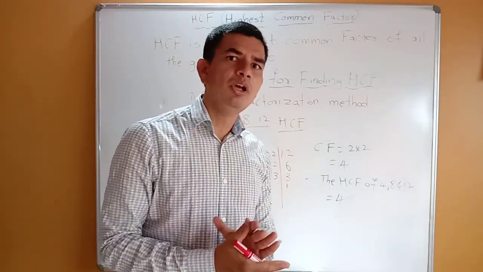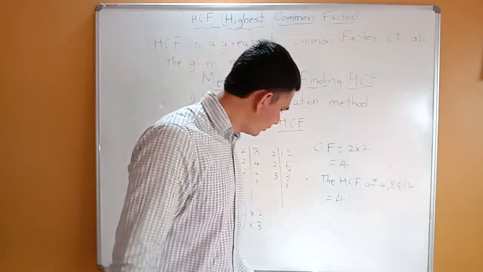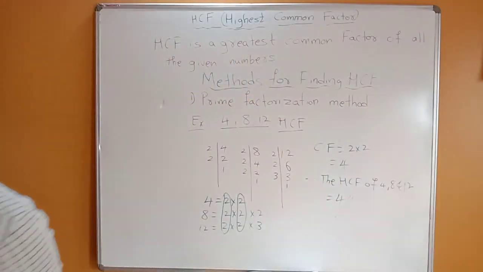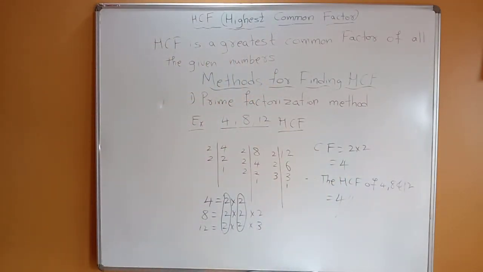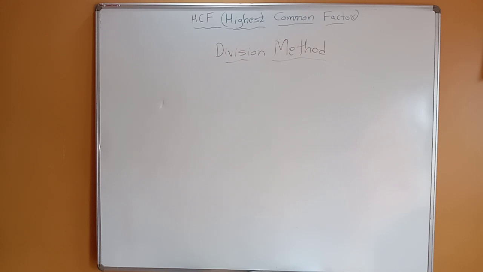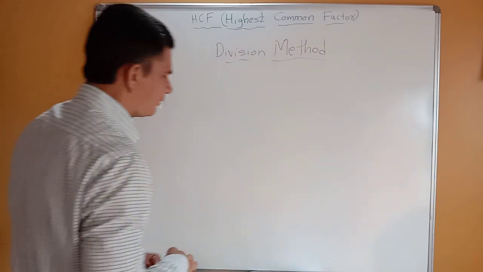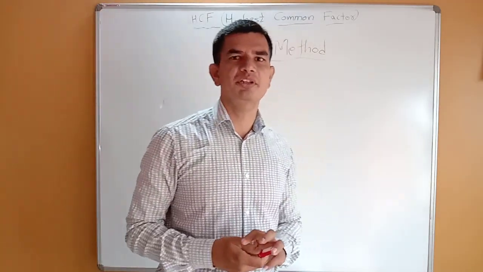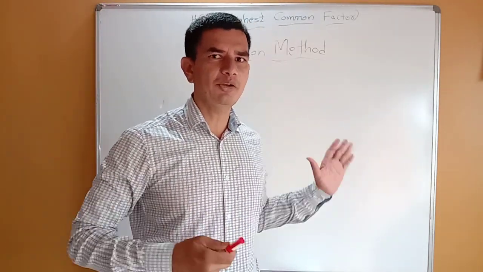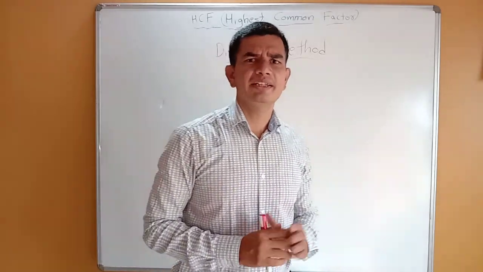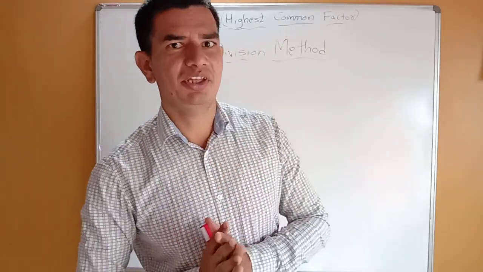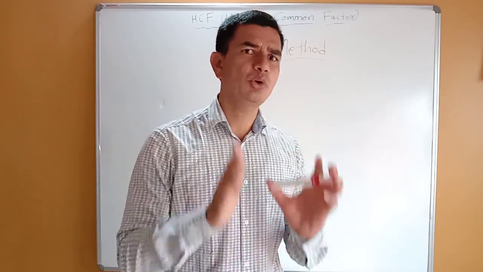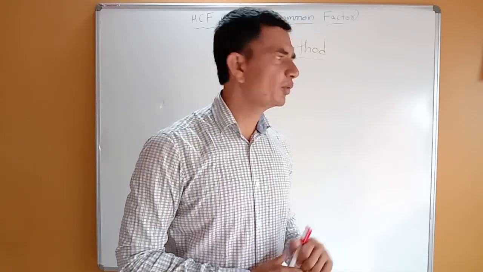Now, I am going to explain how we can do it with the division method. If you have not written this down, please pause the video and write it down. After finding the HCF with the prime factorization method, now I will explain how to find the HCF with the help of the division method. You already know how to do division. If you know division properly, then only you can do this method.